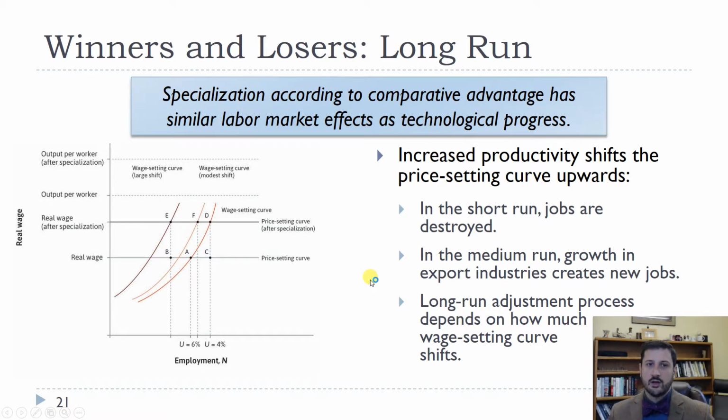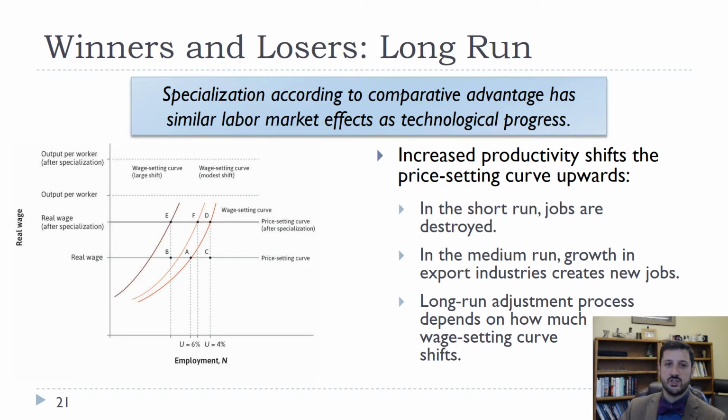In the long run, it really depends on what happens to the wage setting curve. So after specialization, we should see an increase in how much each worker produces, right? So that should increase the price setting curve. And so if the wage setting curve doesn't change at all, we know that that should lead to higher wages and a lower unemployment rate.